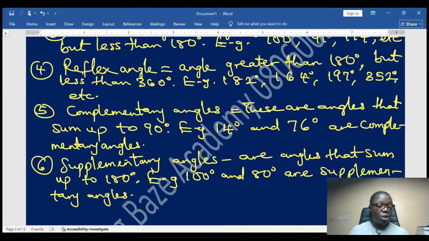Go ahead and write what you can see on my screen quickly.